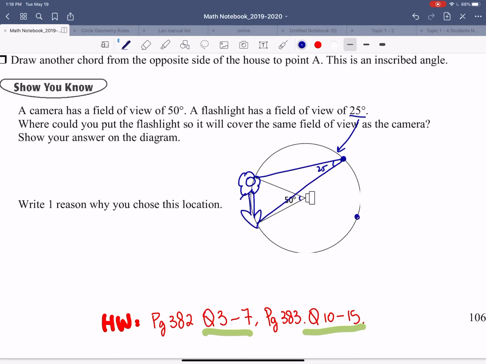Can you put it here? Of course you can, as long as the vertex of the triangle is on the edge of the circle. Anywhere, these points all work. These points here, they all work.